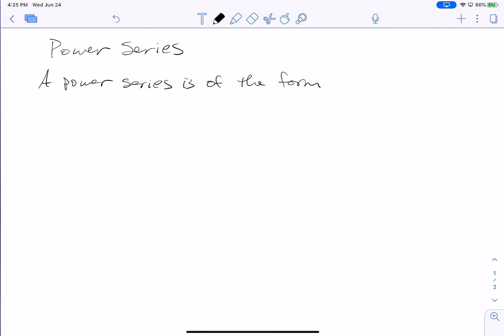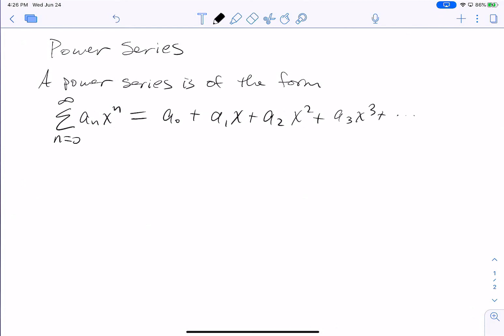A power series has the form the sum as n goes from 0 to infinity of a sub n x to the n, which expanded looks like a sub 0 plus a sub 1 x plus a sub 2 x squared plus a sub 3 x cubed plus dot dot dot, and so on. They go on infinitely far. Another way to refer to a power series is essentially an infinite polynomial. When we consider convergence of a power series, we mean values that, when put in place of x, will result in a finite value for the infinite sum.